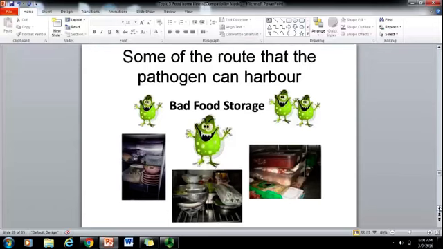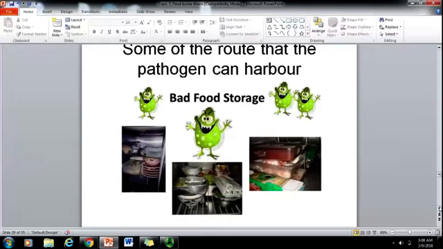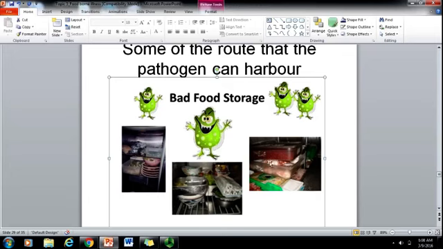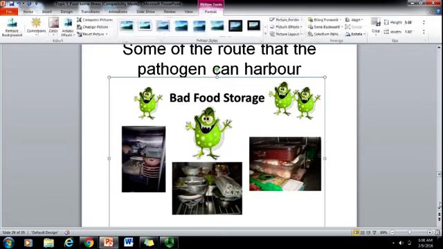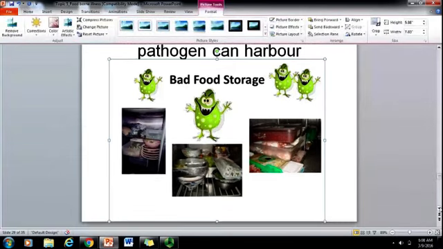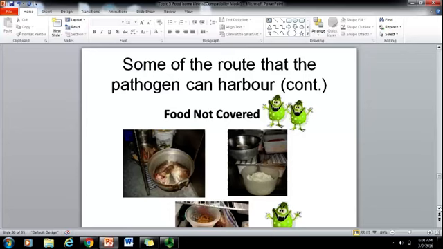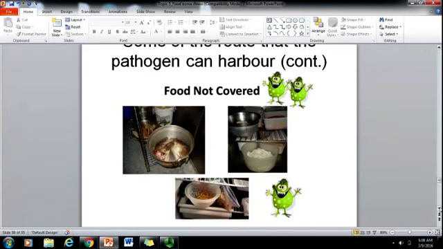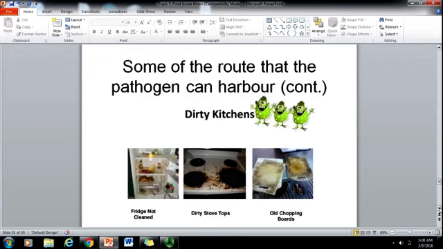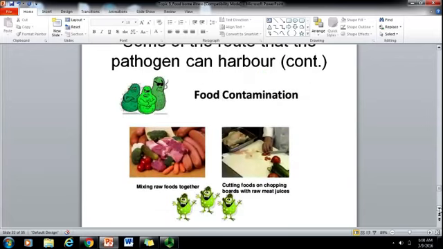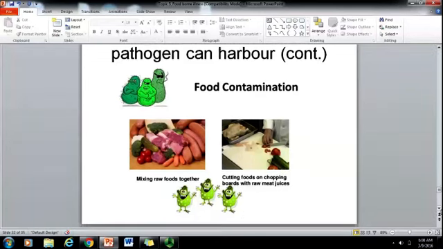It can come from bad storage of your food. You can see how the food is stored in a dirty container, in stacked containers like this. And bacteria can easily harbor if the food is not covered. Properly covered means in an airtight container. It can also come from a dirty kitchen itself, and of course during preparation, through food cross contamination, right?